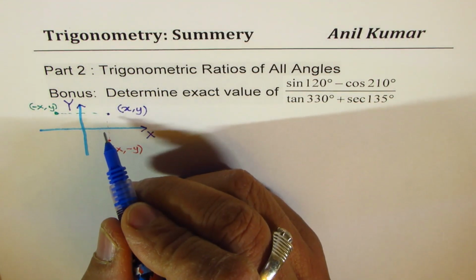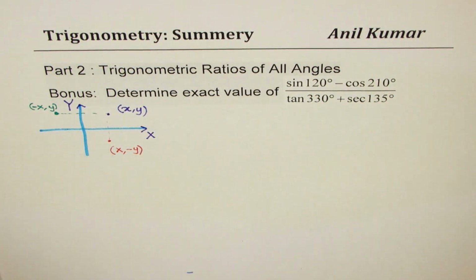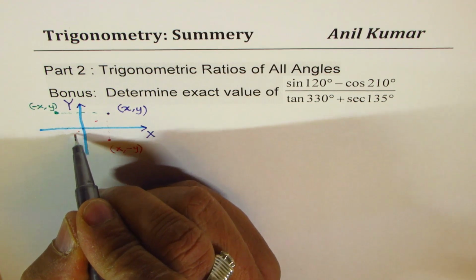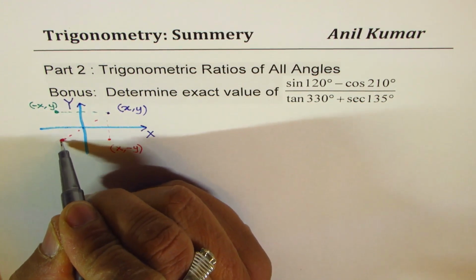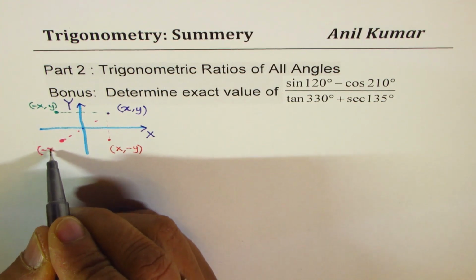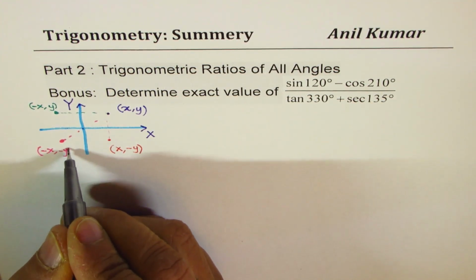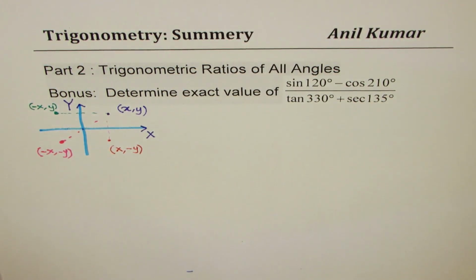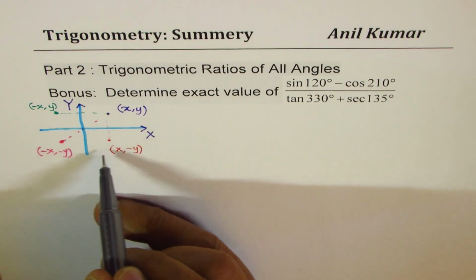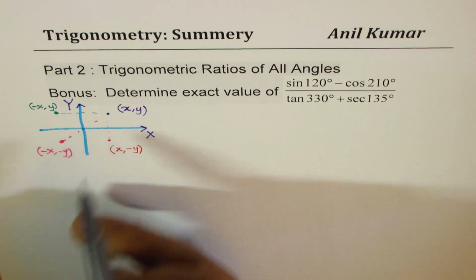And if I reflect this point about the origin, I get a point here which has both coordinates negative, right? So that means this point could go around the circle anywhere, correct?